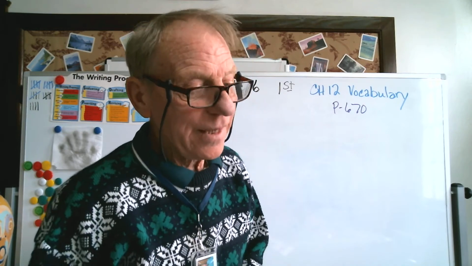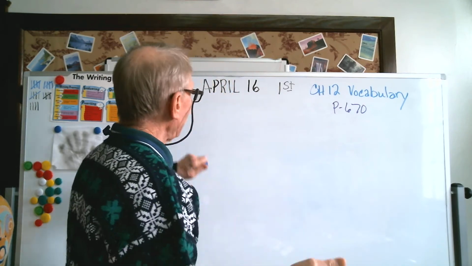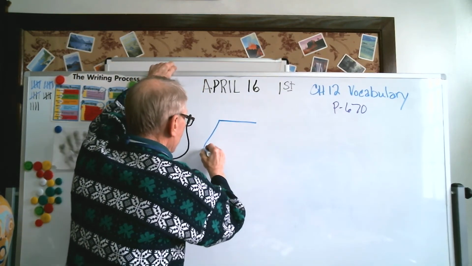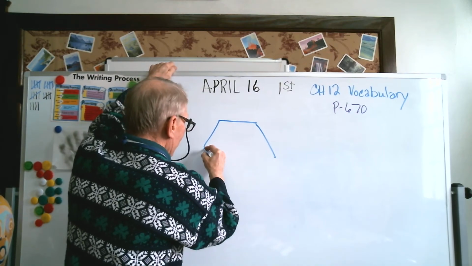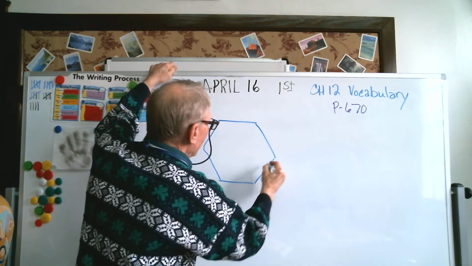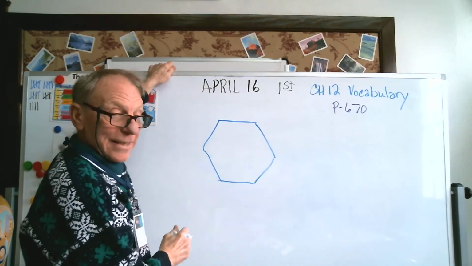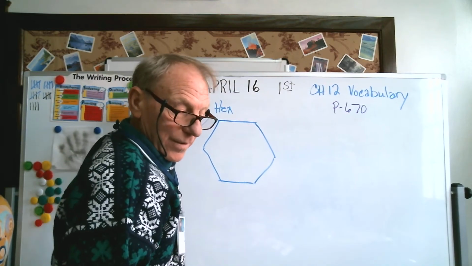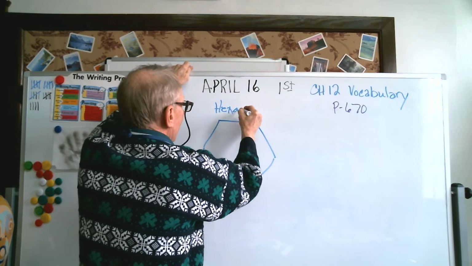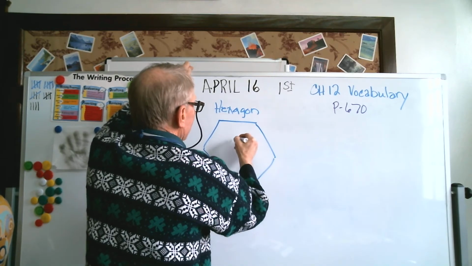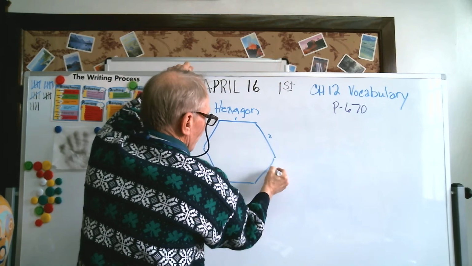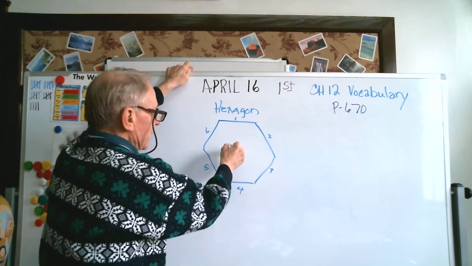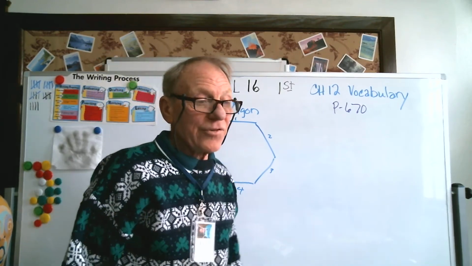The next word is hexagon. A hexagon is a geometric shape. And a hexagon is a shape that has 6 sides. You understand? A hexagon, 6 sides. 1, 2, 3, 4, 5, 6. This shape is a hexagon.